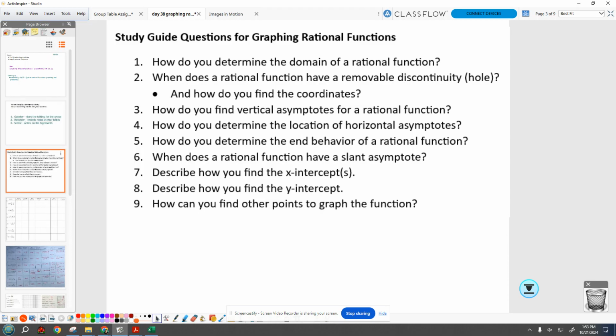When does a rational function have a hole? There's a hole when the denominator and numerator share a common factor.